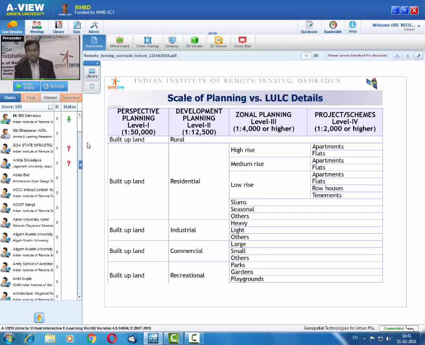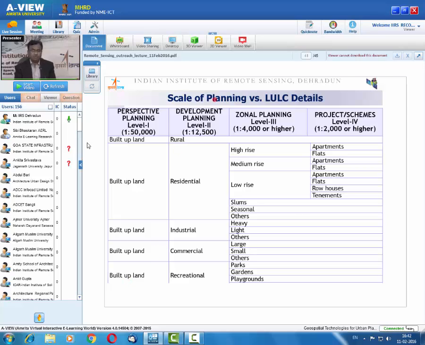Now another question which arises in the context of urban planning is about the various kinds of details. The point I want to make here is that the level of detail is also a function of resolution and the type of plan being made. For example, when we talk about the perspective plan, we do not go into detail. In the context of a perspective plan, which is very coarse in scale, 1 to 50,000 or coarser, the built up area will probably be limited to a single class unit, that is level 1.